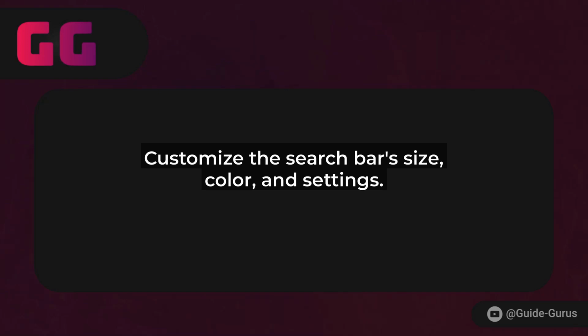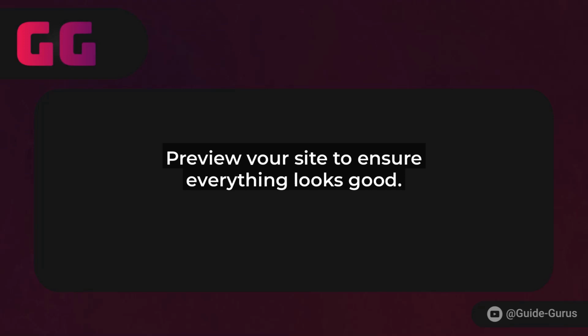Don't forget to preview your site to see how it looks. Google Sites has a handy preview mode to test things out. Once you're happy with it, hit Save, and then publish your site. That's it, your search bar is now live, helping users navigate your content seamlessly.